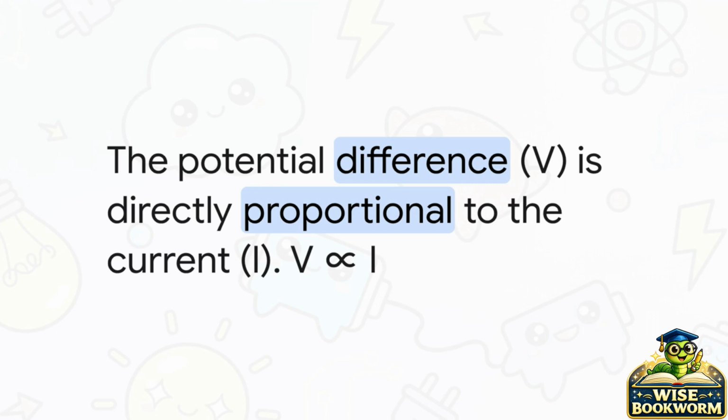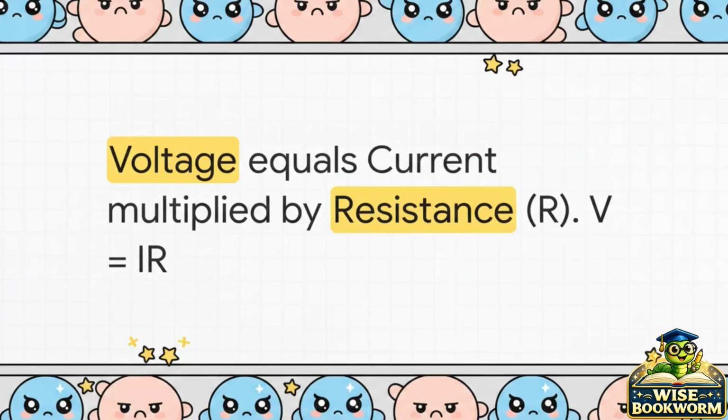It's a perfect relationship. If you double the push of the battery, you get exactly double the flow of electrons. If you plot voltage against current on a graph, it forms a perfect, beautiful straight line. So the absolutely crucial takeaway here is how this gives us arguably the most famous equation in basic electricity. V equals I times R. Voltage equals current multiplied by a constant we call R, or resistance.